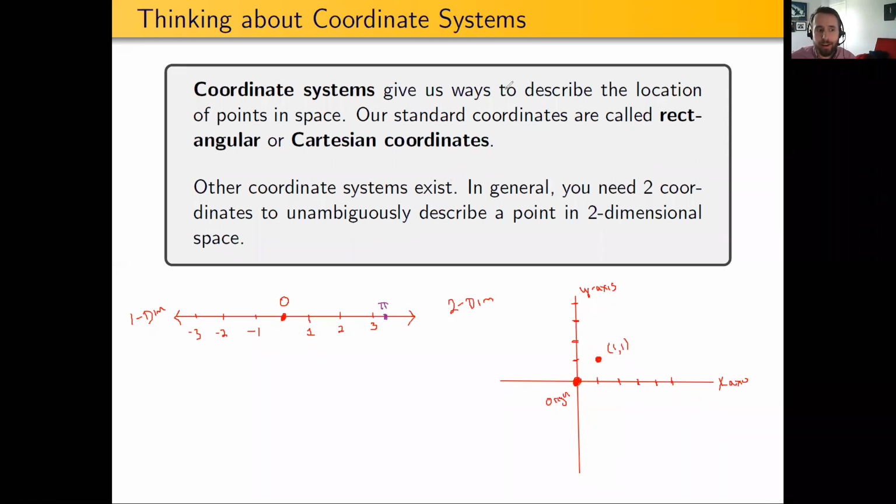And so when I say Cartesian coordinates, I'll use the phrases rectangular and Cartesian interchangeably, right? Rectangular because I can associate with each point and each pair of coordinates a nice rectangle, right? So this is this nice rectangle right here.